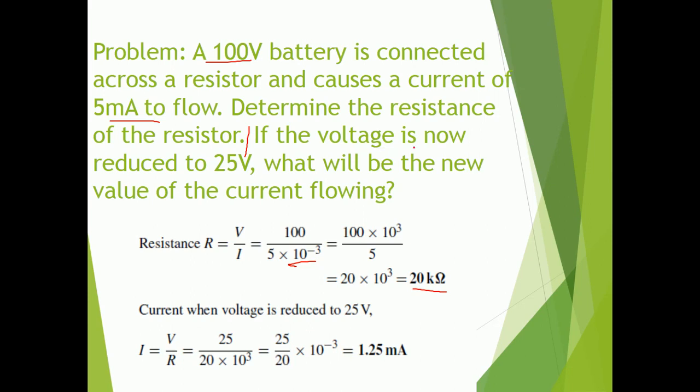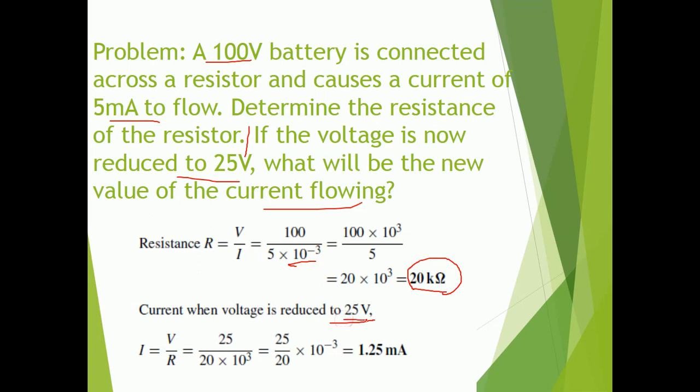Now let us talk about the second portion. If the voltage is now reduced to 25 volts, that means now the new voltage is 25 volts. What will be the new value of current flowing? So now in the second portion, the voltage is given. As we are discussing a single battery, the same battery is there in both the cases. So the resistor will not change. So let us pick the previous resistor value that we have already calculated, 20 kilo ohm.